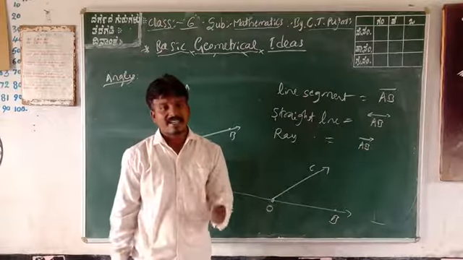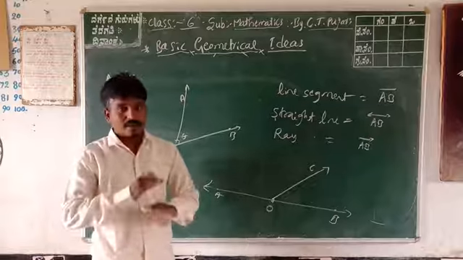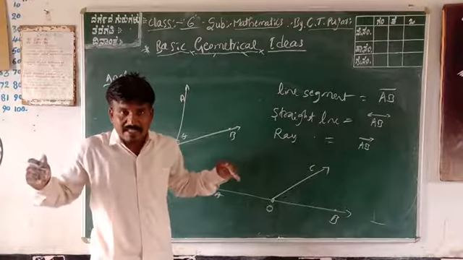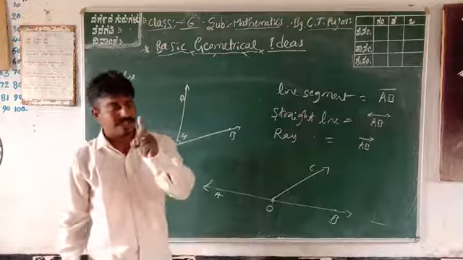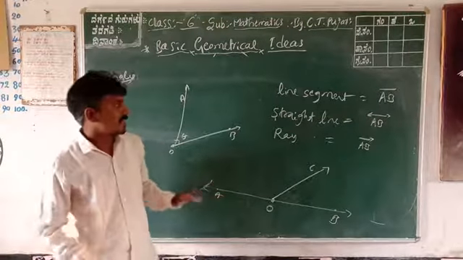How many straight lines? Straight lines have only length and opposite directions and no endpoints. Therefore, AB is a straight line. Only one straight line is there. Got it? These are the lines.